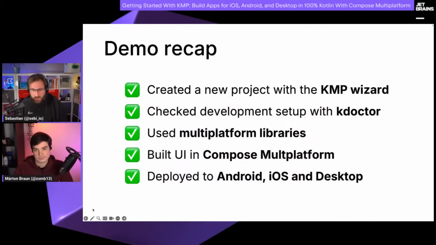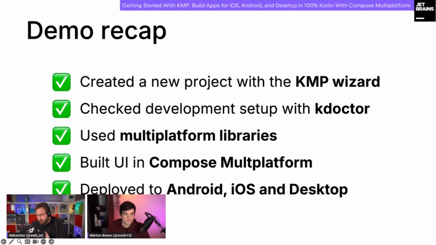We've created an entirely new project using the Kotlin multi-platform wizard. Then we've made sure that our development setup was correctly set up using KDoctor, the command line tool. We've used a bunch of different multi-platform libraries, and we'll talk more about multi-platform libraries in just a little bit as well. We've built the UI entirely in Kotlin and in Compose multi-platform using APIs that are already pretty well established. And we ended up deploying it to Android, iOS, and desktop, and we were able to rather quickly iterate during the development process, all while collaborating, which I think was a great time.